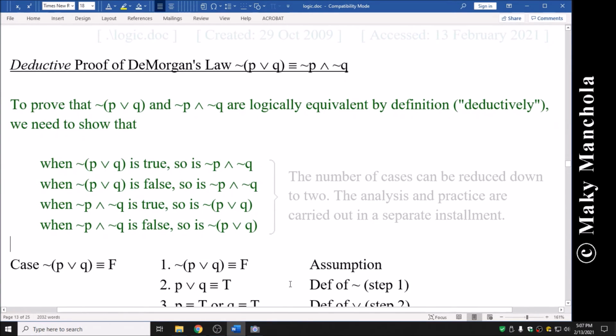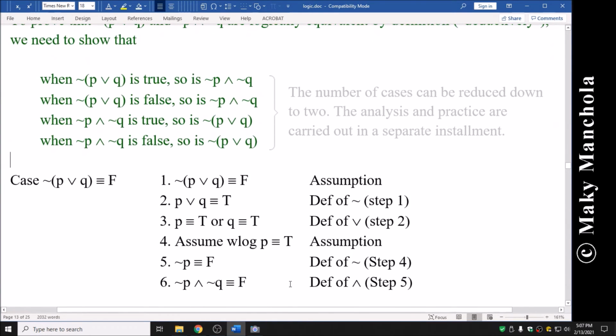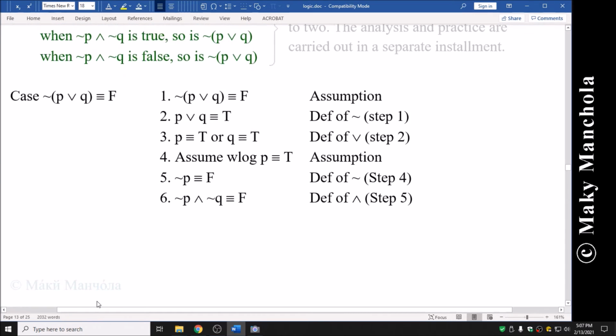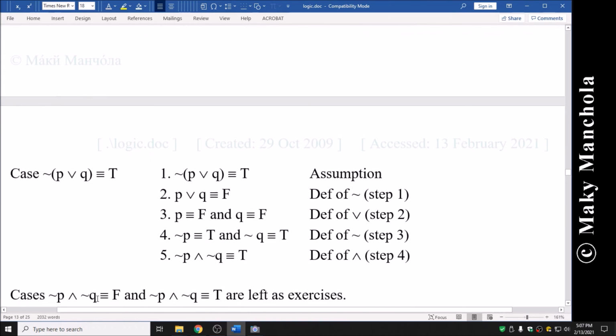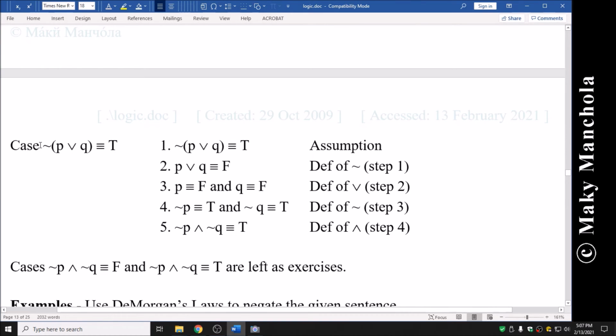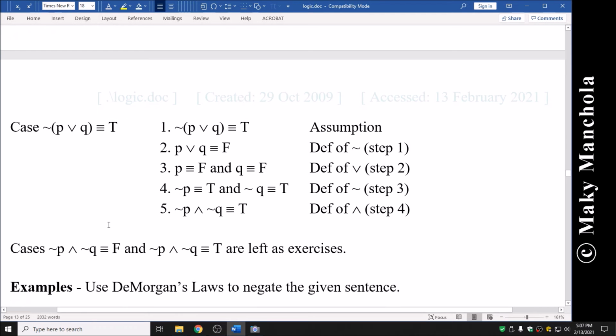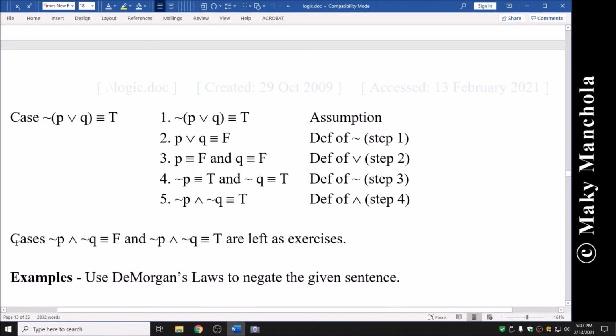Okay, so that's what we just did right here. Here we have organized some steps. Previously we had done the case where true leads to true. There are two cases left. We're going to leave that as an exercise for the audience.